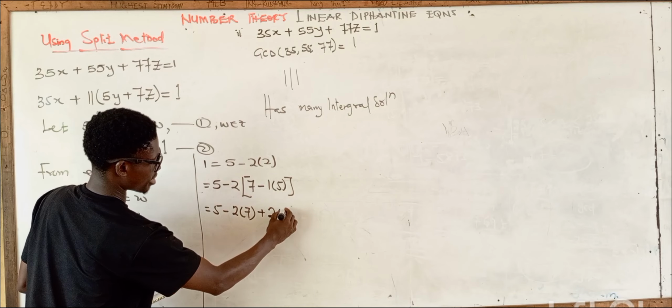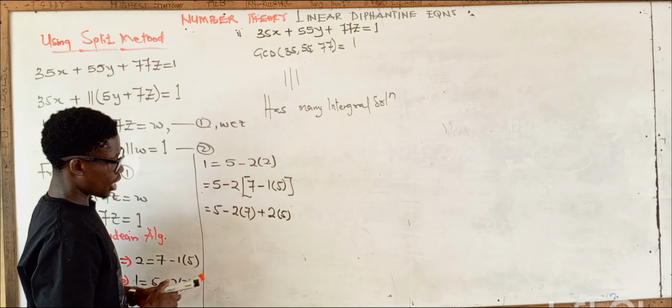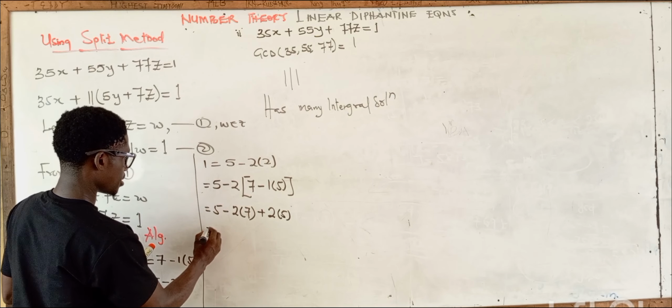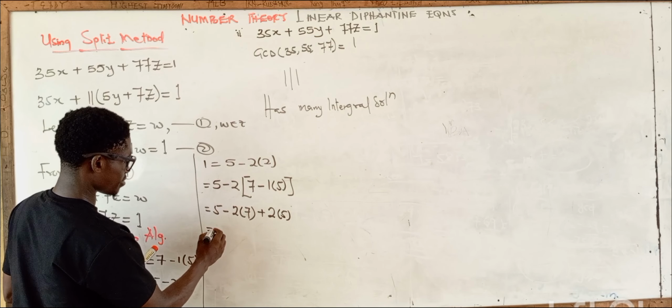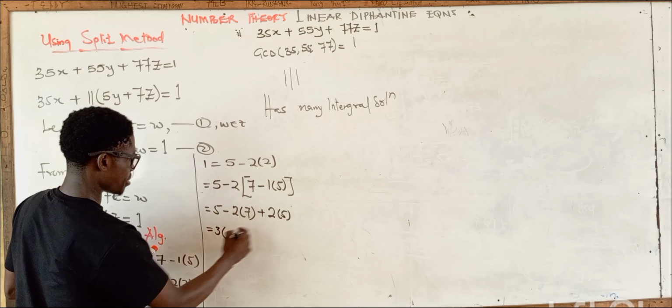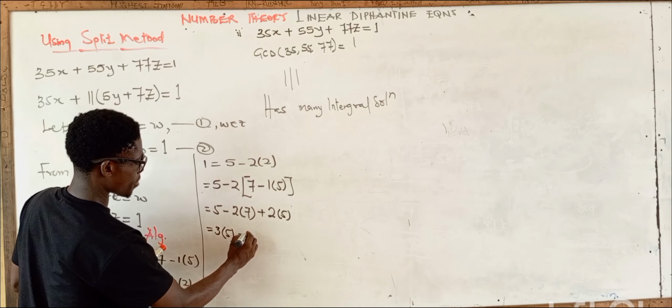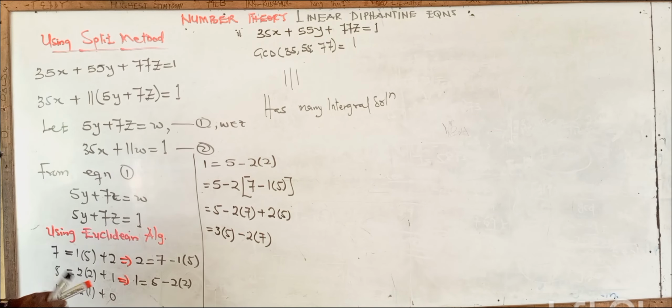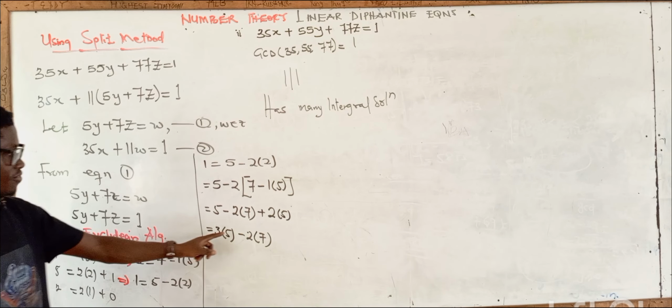And then put the 5 in the bracket. Now we have 5 and 5. When we group the like terms, we can add them. We have 2 plus 1 gives us what? 3. And then we pick one of the 5. Then we have 2 and then what? 7. So realize that we are having 5y, 7z.